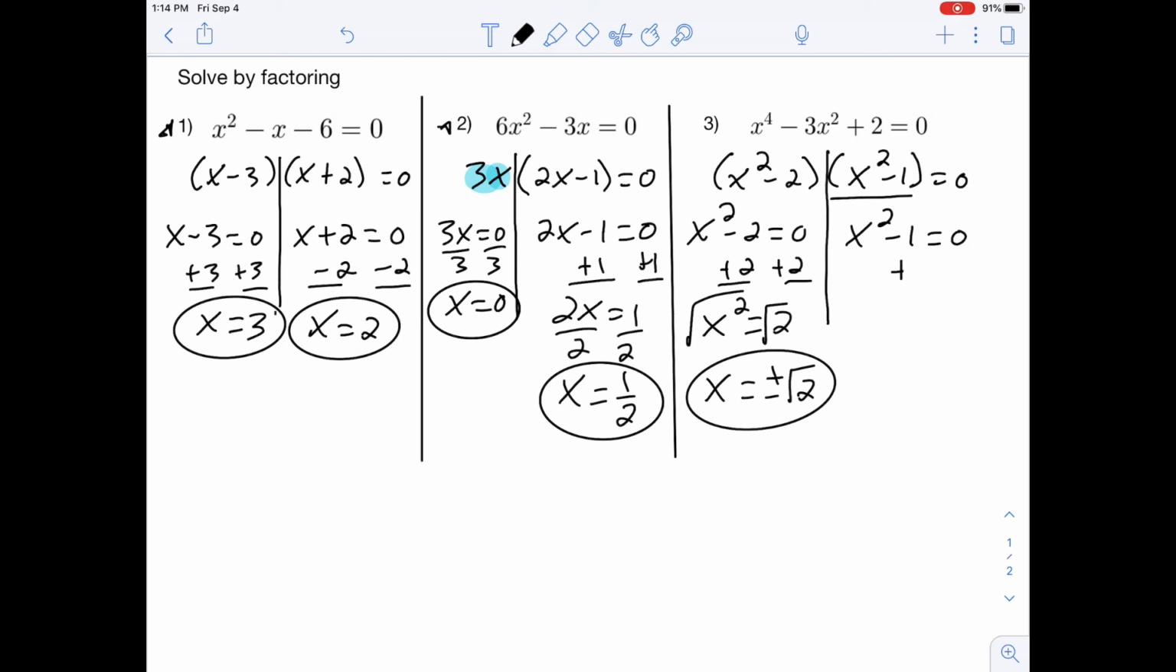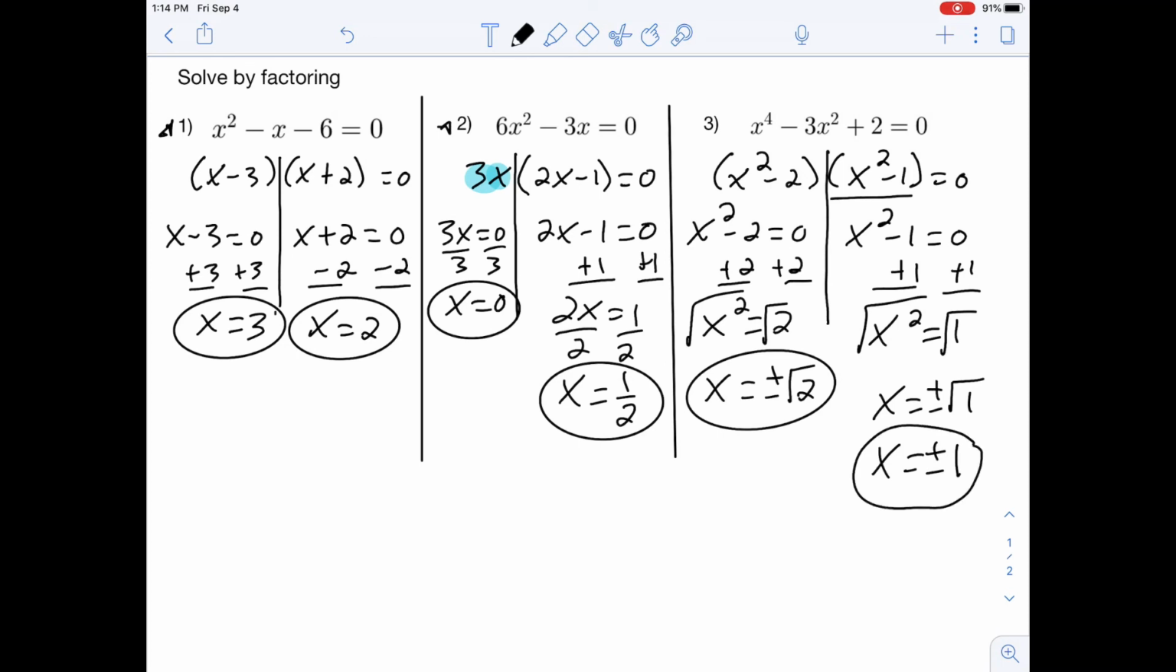And then here I'm going to add 1. So I get x squared is equal to 1. Then I'm going to take the square root of both sides. So I get x is equal to plus or minus the square root of 1, which we know is 1. So plus or minus 1. That gives me another 2 solutions, positive 1 and negative 1. So again, here my degree is 4, and I have 4 solutions: positive square root of 2, negative square root of 2, positive 1, and negative 1.